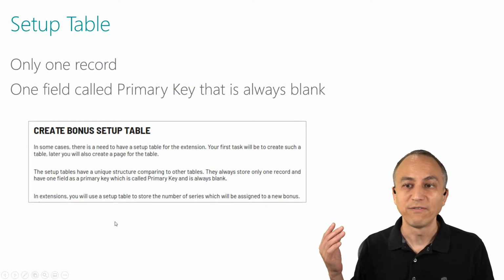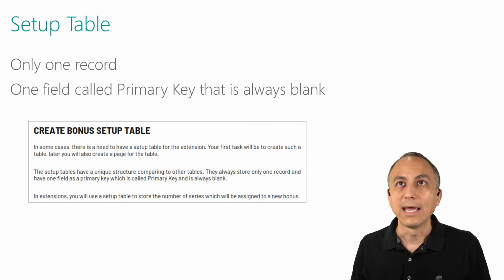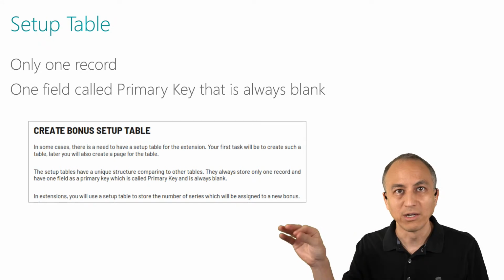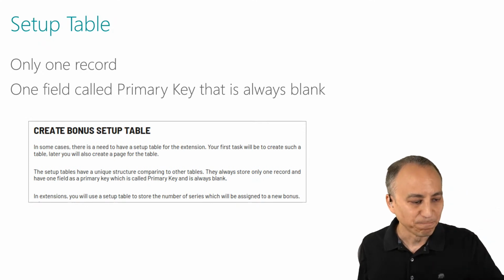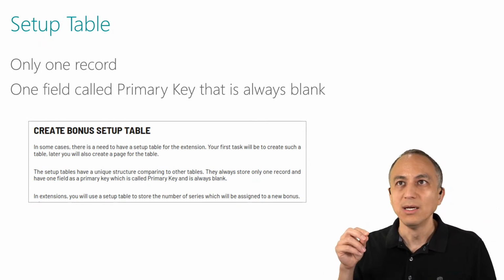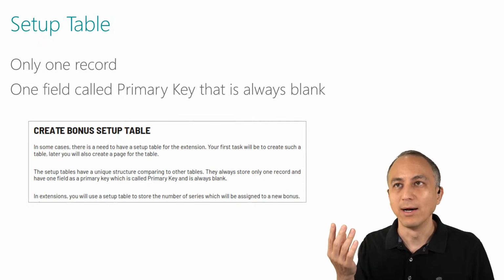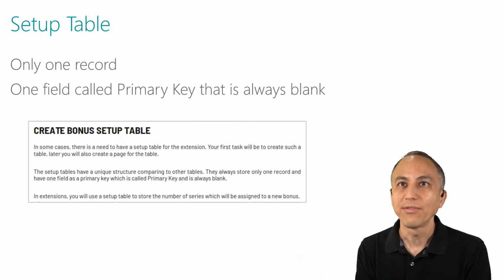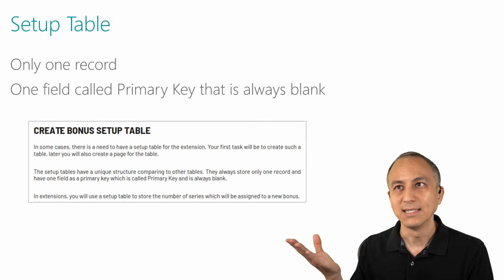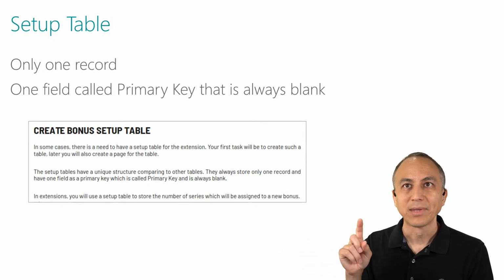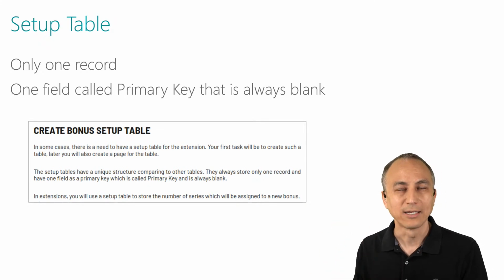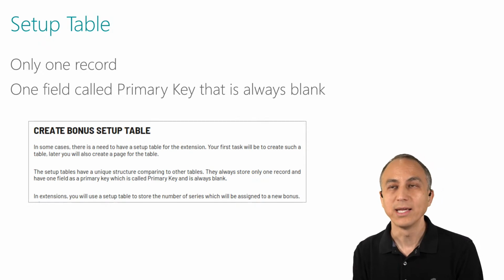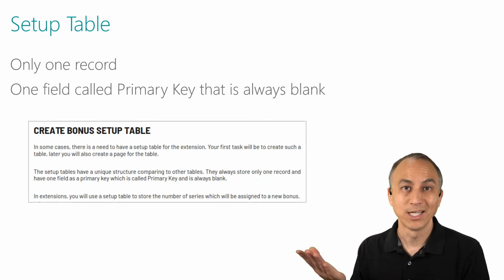Okay, so Christoph in chapter 4 mentions a setup table. This is a table to store configuration for our extension or custom module that we're creating. We wanted to store the setup information and some configuration options. What I thought was interesting is he says setup tables have a unique structure compared to other data tables. They always store one record and they have one field as the primary key called primary key, and it is always blank. Very interesting that it's always blank. So that's one of those things you need to know.